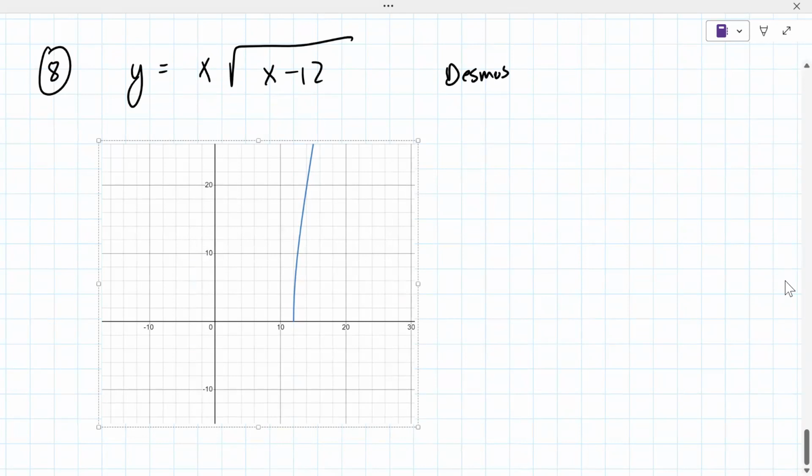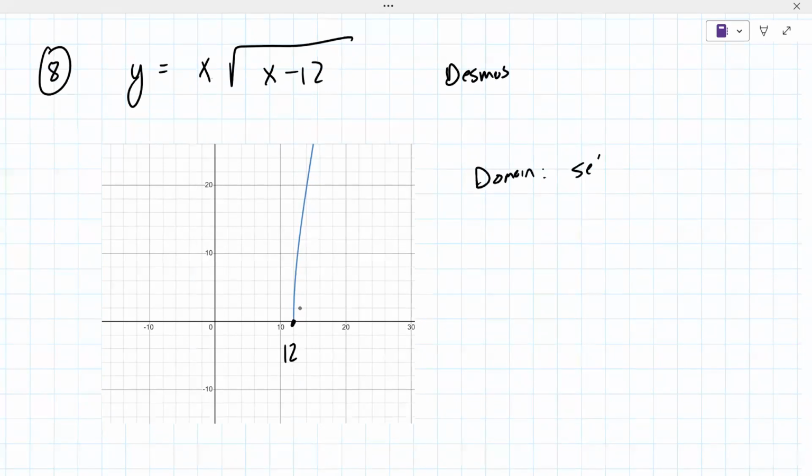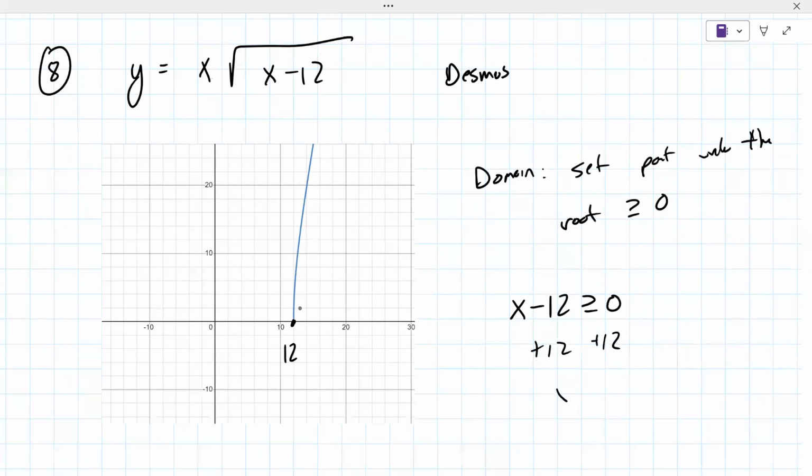Okay, now you might wonder, okay, 12, I get that because the inside part is equal to 0 at 12, but what about the outside part? That's where it comes from, the domain. So for the domain, you have to set the part under the root greater than or equal to 0. So you set x minus 12 greater than or equal to 0. Now you solve for x, adding 12 to both sides. So x has to be greater than or equal to 12. This is your domain. This means it's only good when x is greater than or equal to 12.